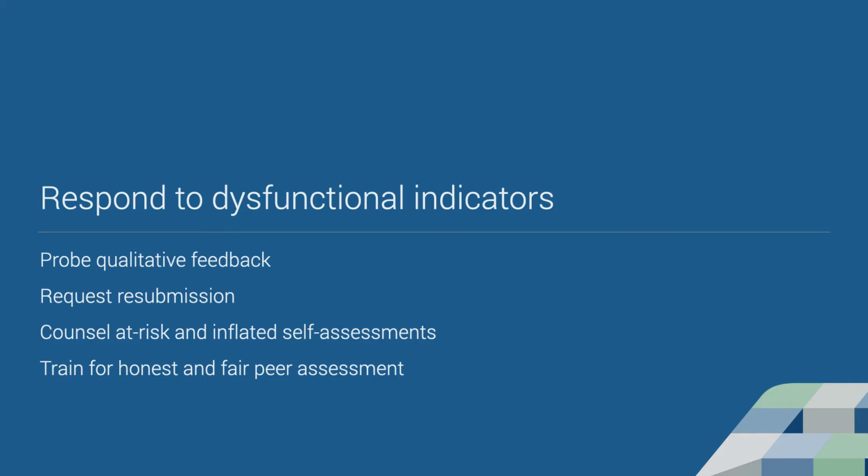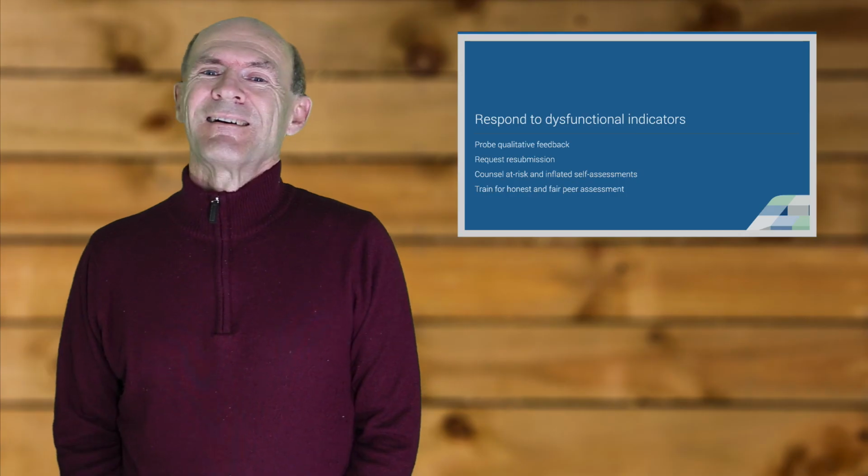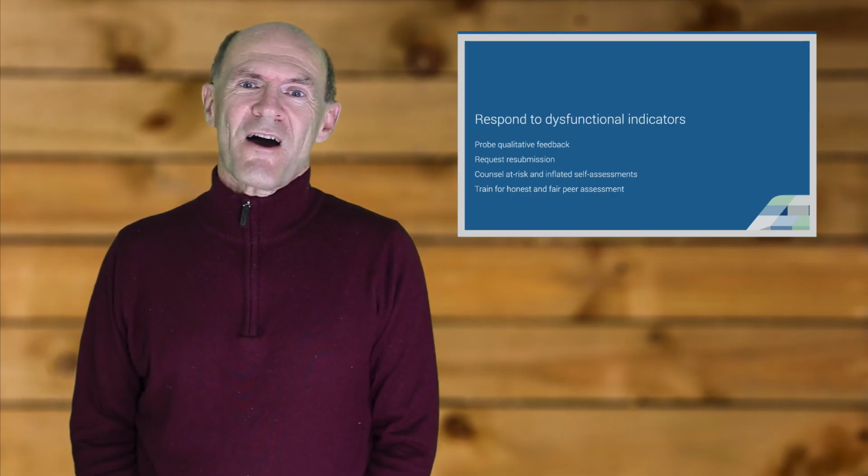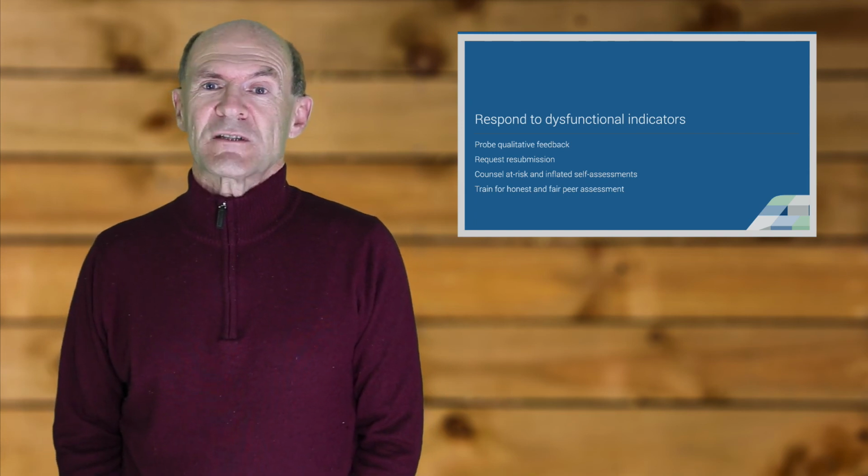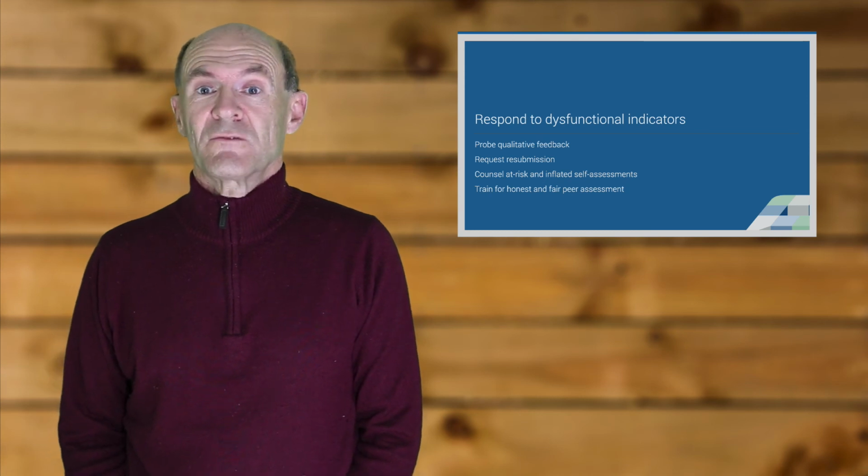But how does a teacher respond to these dysfunctional indicators? The immediate response is to investigate the qualitative feedback collected in the peer assessment survey and probe for clues about team dynamics. Next, the teacher requests outlier respondents to resubmit their survey. We may need to counsel directly the students identified as at risk or those with inflated self-assessments. Medium term, the teacher undertakes to train the students to complete a more honest and fair response next time. So that's how we use peer assessment to identify and address dysfunctional teams, at-risk students, and identify training opportunities for the future.